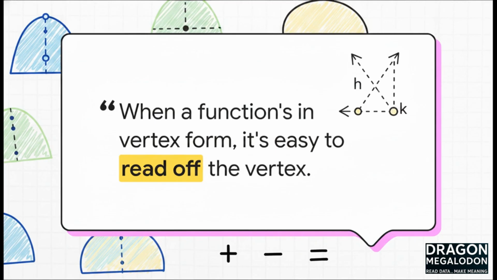This is the ultimate developer's shortcut, guys. If you're calculating the max height of a projectile or the absolute lowest cost in a financial model, that answer is the vertex. And in vertex form, that peak or valley is literally hard-coded right into the parameters as h and k.